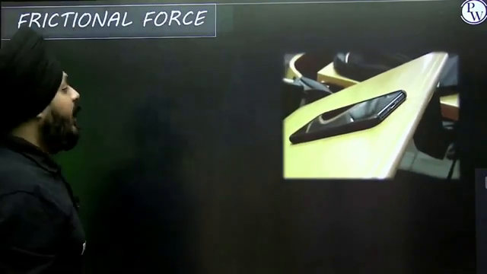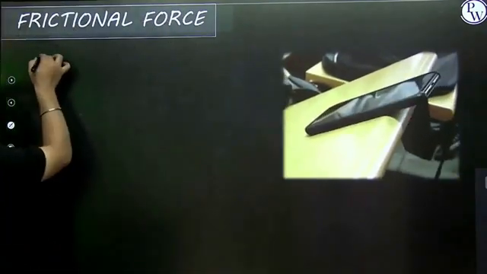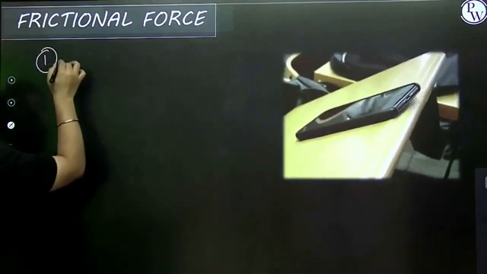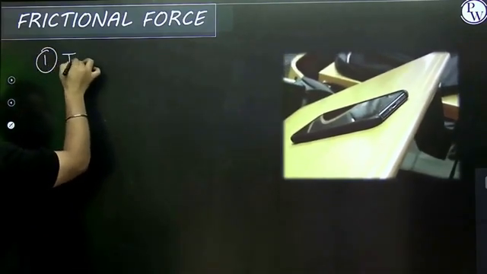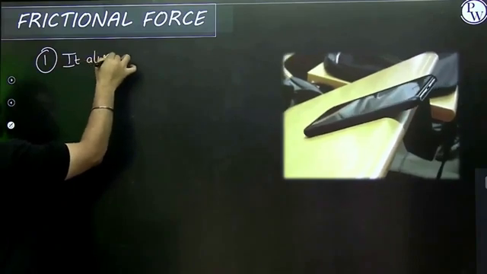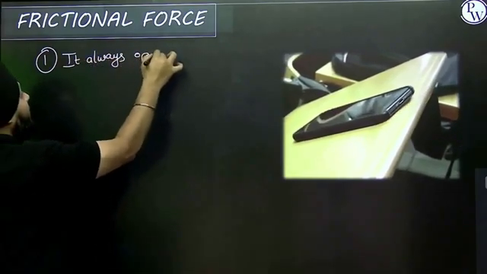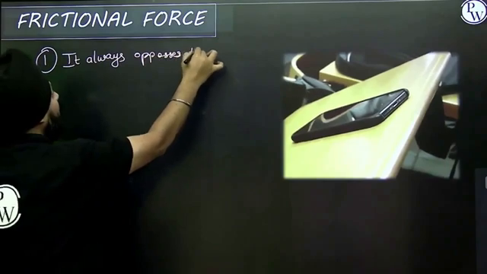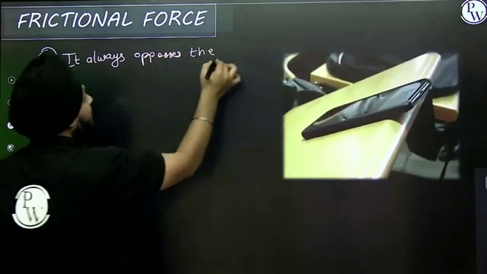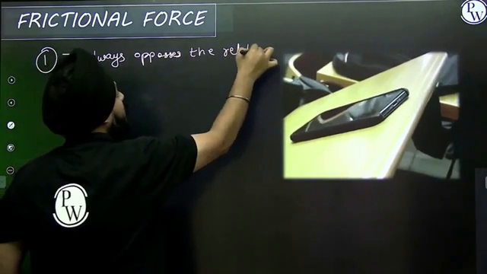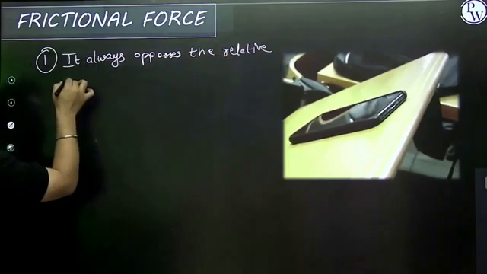First of all, I want to write down some noteworthy points related to the frictional force. The first most important point is that it always opposes the relative motion between two contact surfaces.